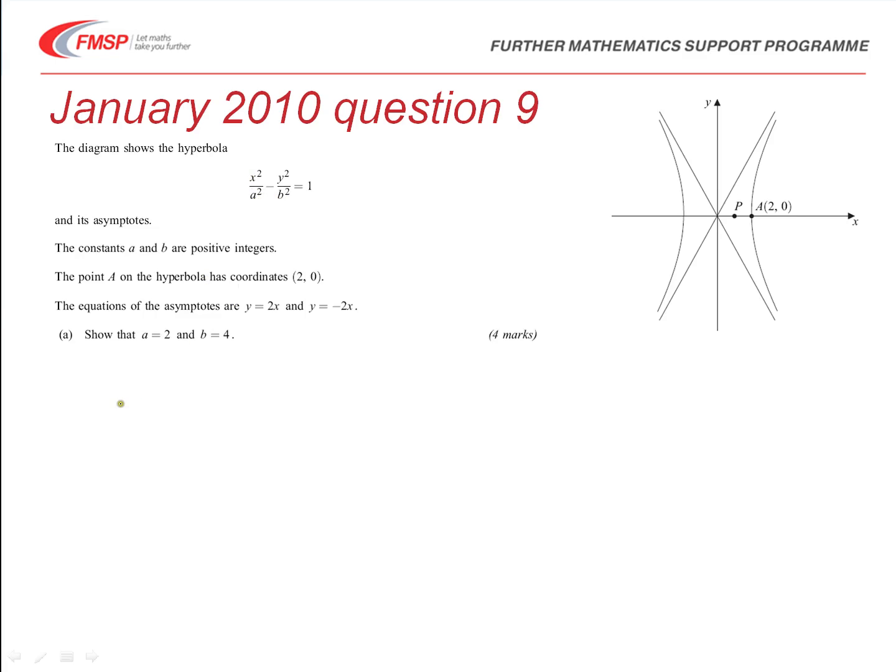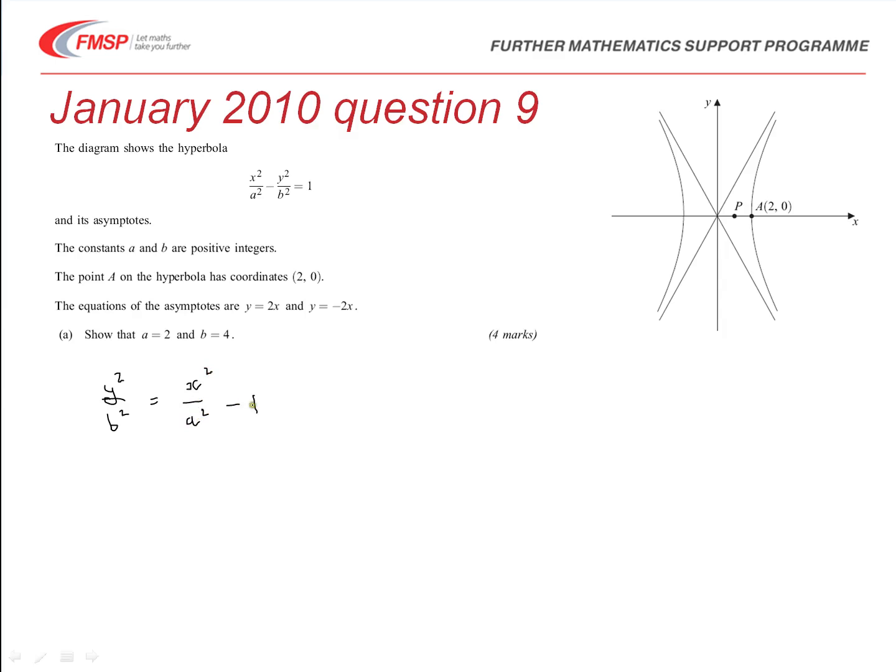So if we rearrange it to make y squared over b squared by itself, we can see we get y squared over b squared equals x squared over a squared minus 1.